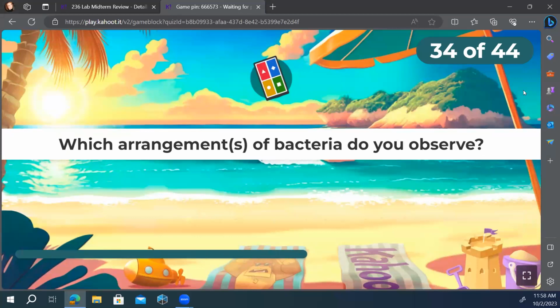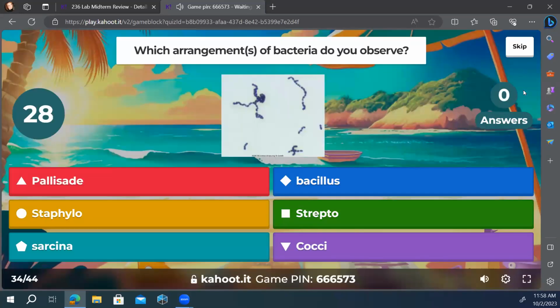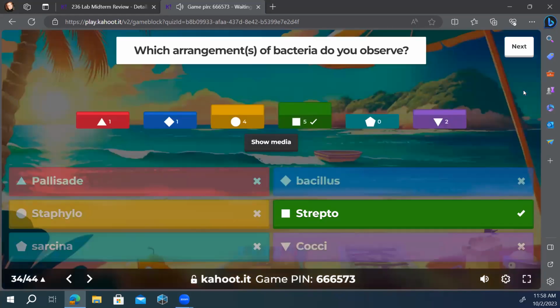All right, which arrangement of bacteria do you observe in the picture? Out of your choices here. So arrangement has to do with how the cells are arranged with one another, amongst one another. So that was strepto. Strepto has to do with the chain. We saw the chains of bacteria forming in that picture.